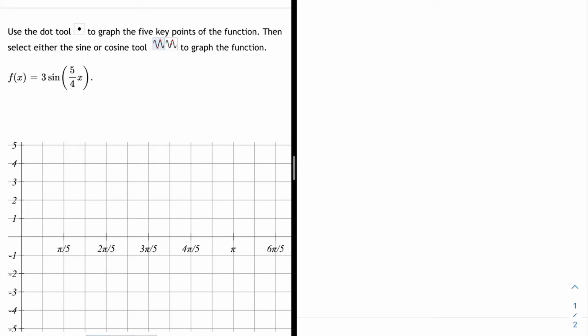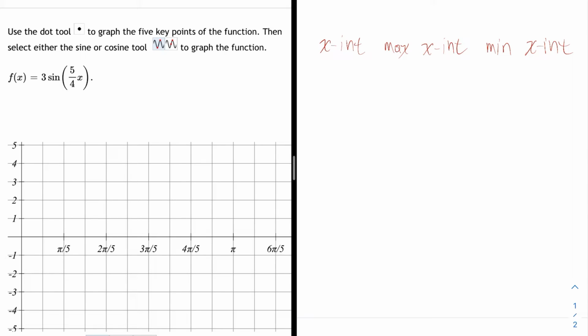Okay, use the dot tool to graph the 5 key points of the function, then select either the sine or cosine tool to graph the function. Alright, so the key points of this function, because it's a sine function, are going to be an x-intercept, a maximum, another x-intercept, a minimum, and then another x-intercept.